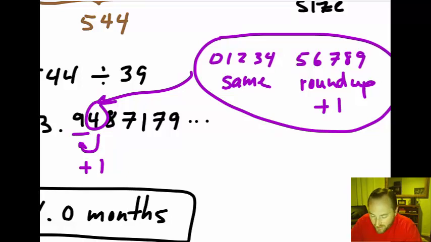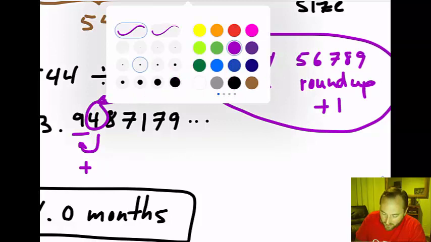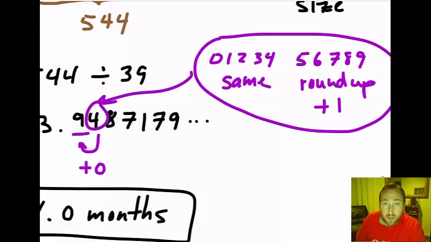Because that number is a 4, we won't need to add 1. Basically, think of it like this: I want to add 0 to it. In other words, keep it the same.